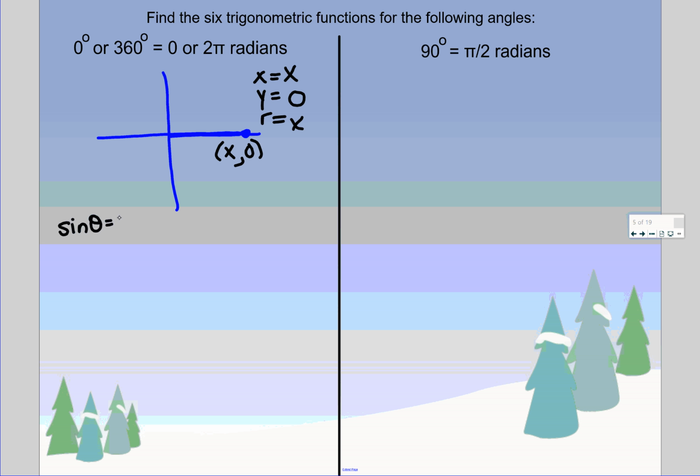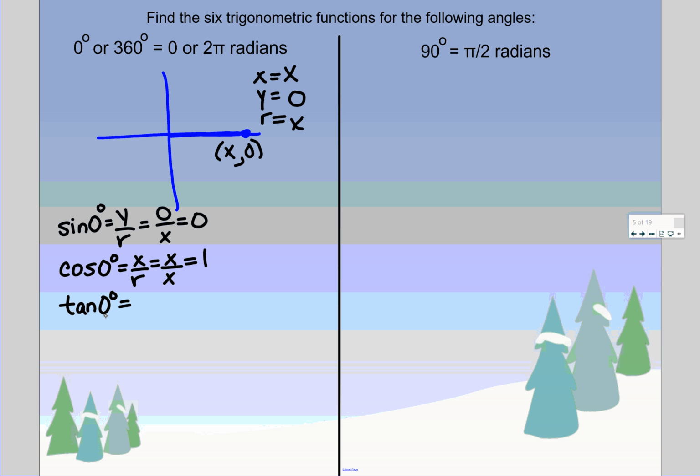Sine, the alternate definition you wrote down was y over r. In this problem, my y value is 0, and my r value is x. 0 divided by anything is 0. And actually, I shouldn't say sine theta, because we know what the theta is here. It's 0 degrees, or 360 degrees, or 0 radians, or 2 pi radians. It could be any of those. Cosine of 0 degrees, by definition, is x over r. My x value is x, and my r value is also x. If I do x divided by x, what do I get? 1.